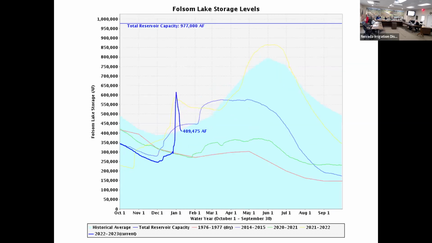And then there's Folsom. It looks like an EKG right there. It filled in a hurry and they dumped in a hurry because they have to utilize that for flood control. So although the numbers look like, oh, it's only at 42%, well, that's because they dumped a major portion of what came in. It's currently at 99% of average for this time of year.